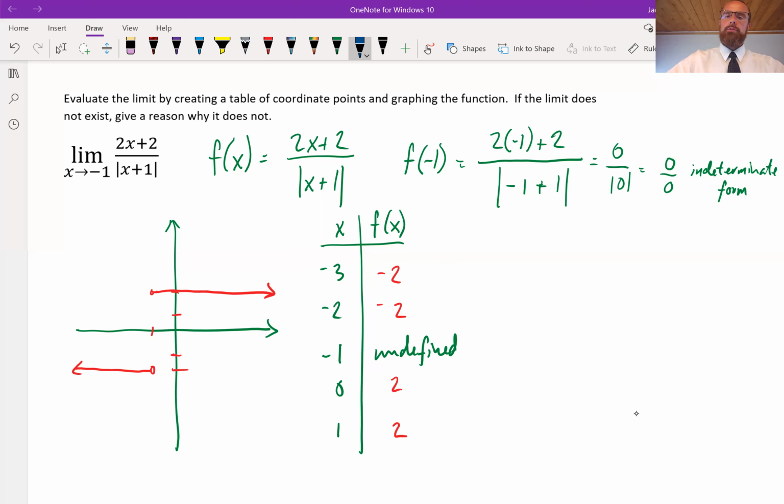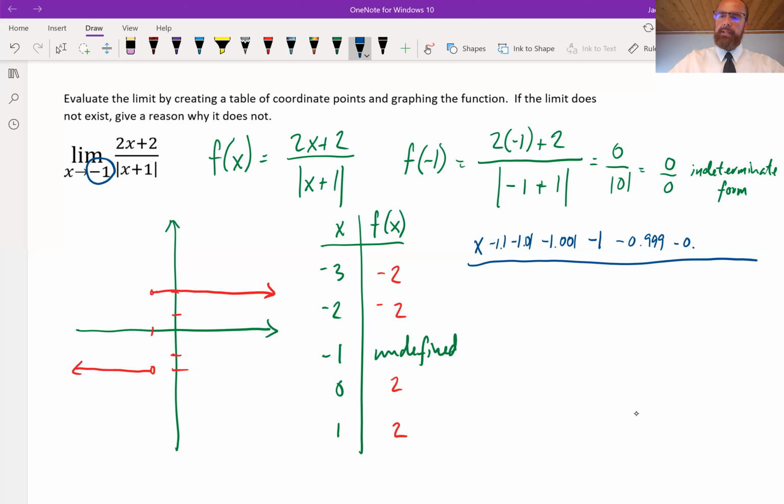So I do want to take this to a horizontal table, and I'll place -1, that limit value. So you always put your limit value in the center, and we're going to go -1.001, -1.01, -1.1. On the right, we'll go -0.999, -0.99, -0.9.